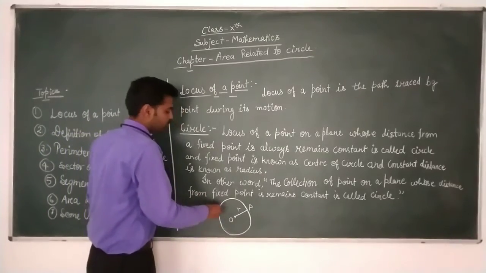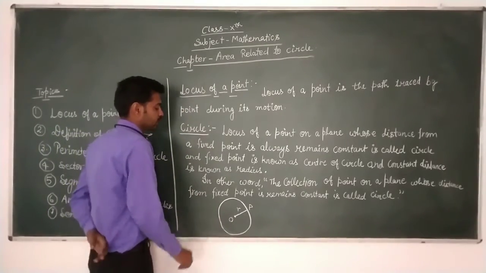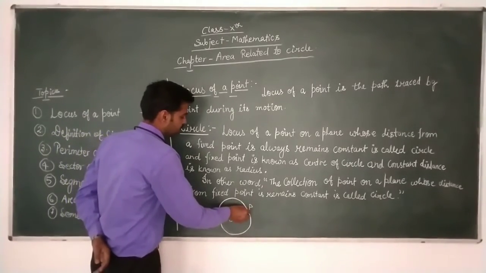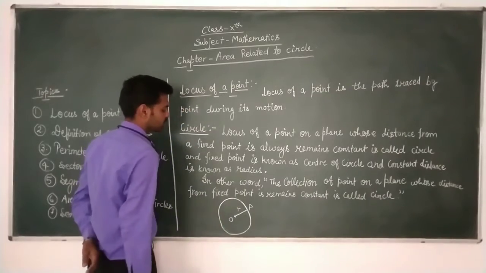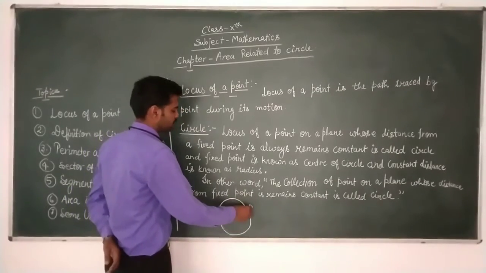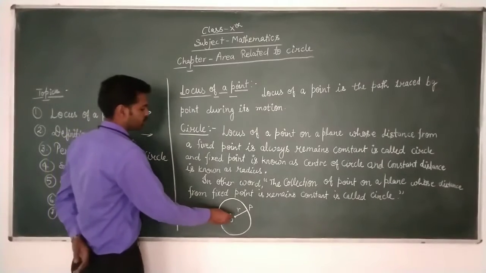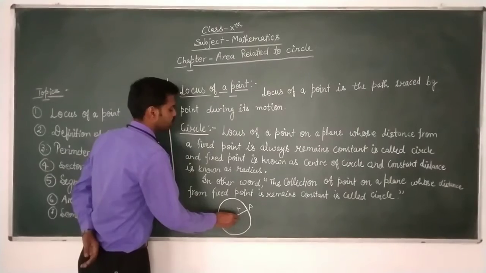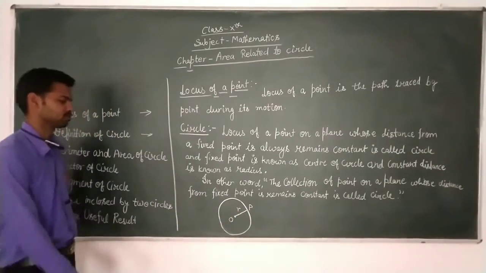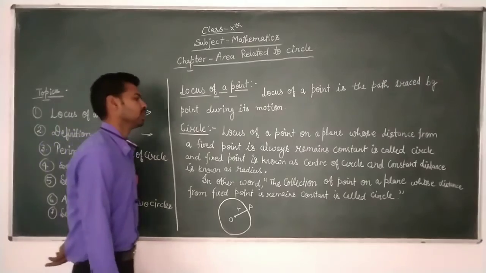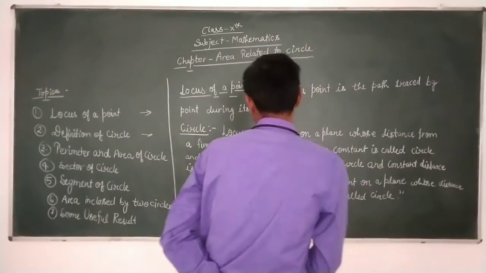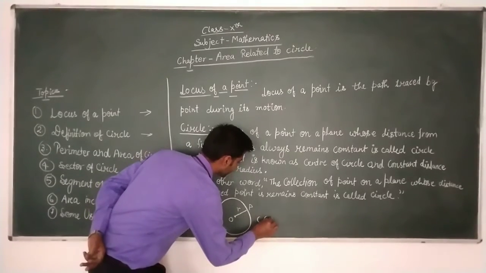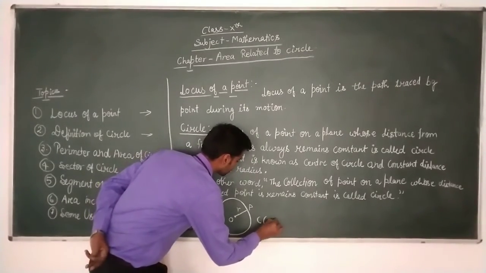Here, a figure of a circle is represented. There is a point P which is moving on a plane whose distance from a fixed point O remains constant, and this constant distance OP is the radius of the circle, small r. The circle can be represented as C(O, r), with center O and radius small r.